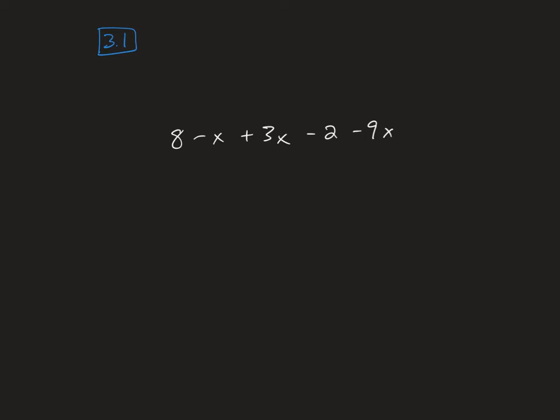So I'm going to look at my x's. I see I have a negative x. I'm going to circle it. A plus 3x, I'm going to circle it. And a negative 9x. Now it's important to include the sign in front of it. That'll help us out. And then for the constants, I see I have a positive 8 and a negative 2.